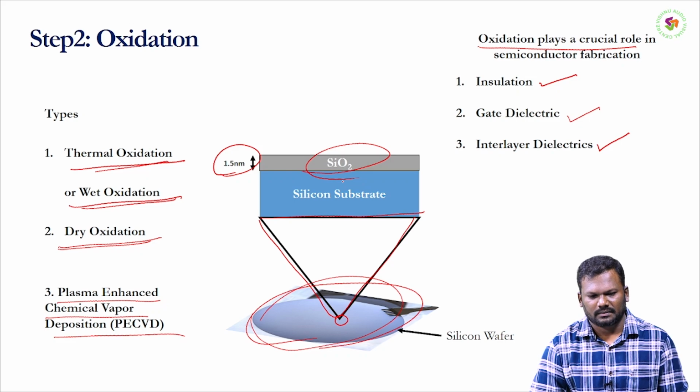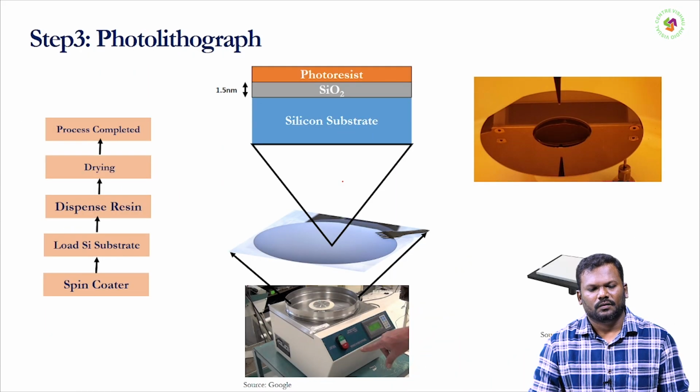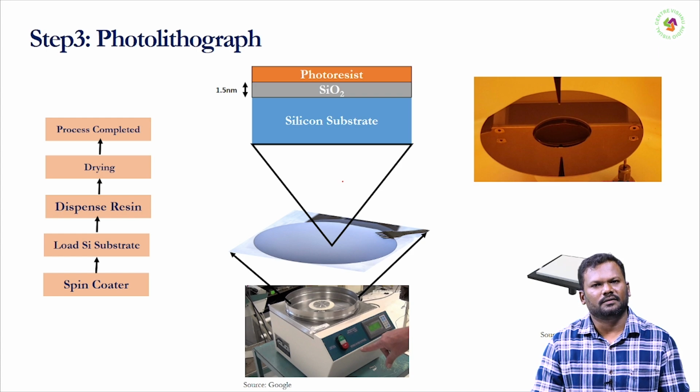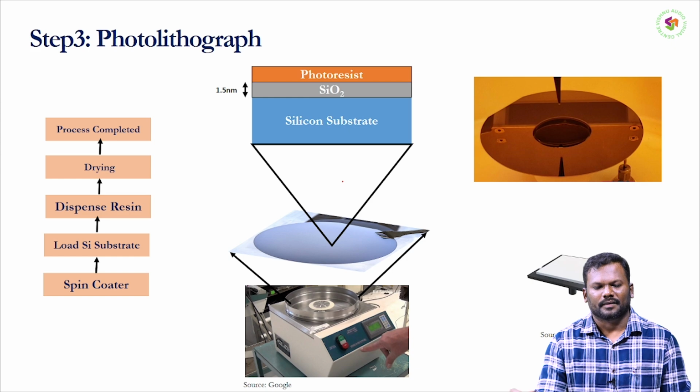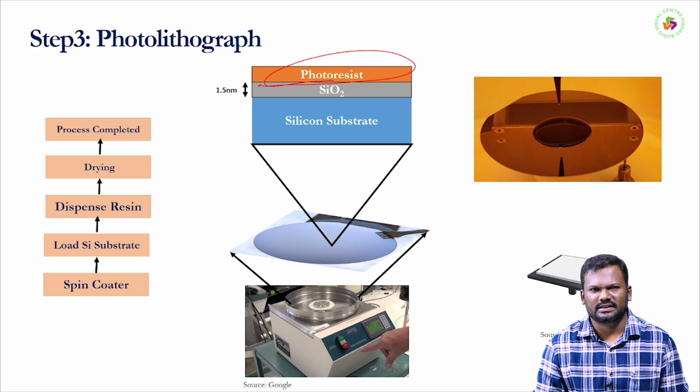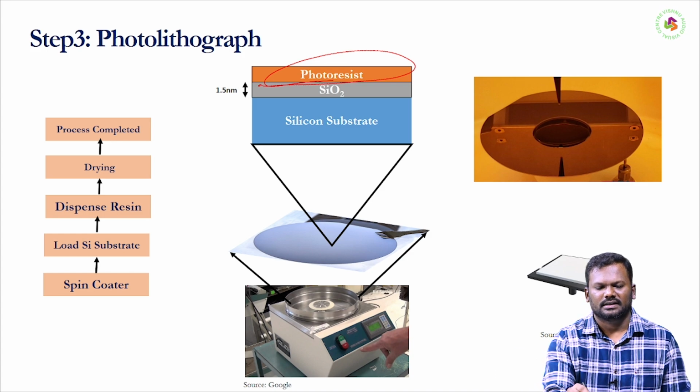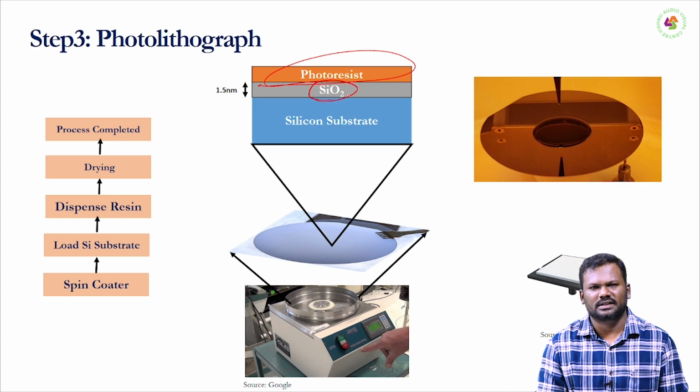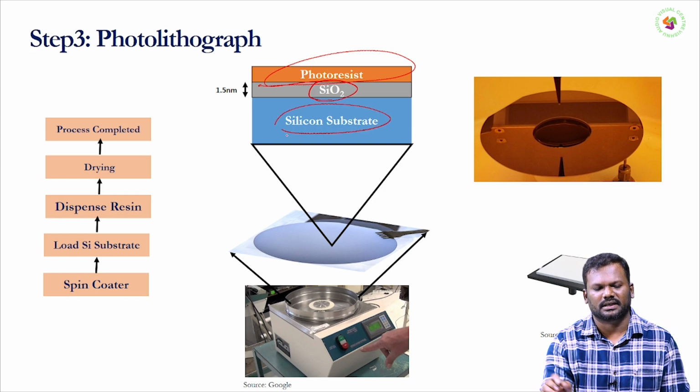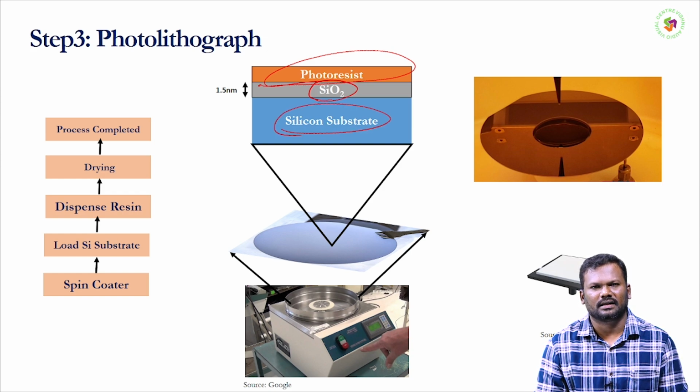So the next step we will see is photolithography. Photolithography is one of the very important steps, because if there is no photolithography, there is no transistor, particularly no MOSFETs. In photolithography, the first step is to deposit a photoresist on top of the silicon dioxide, which was previously grown on the silicon substrate.